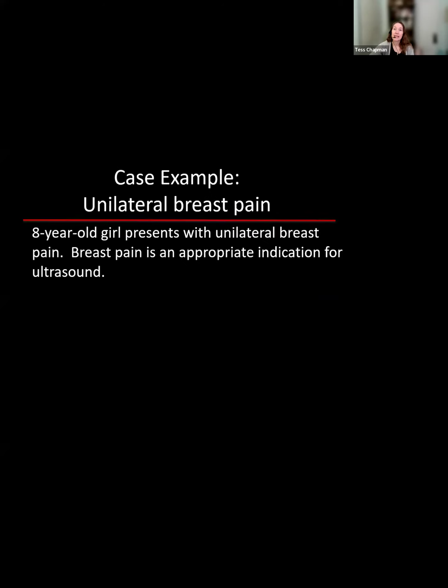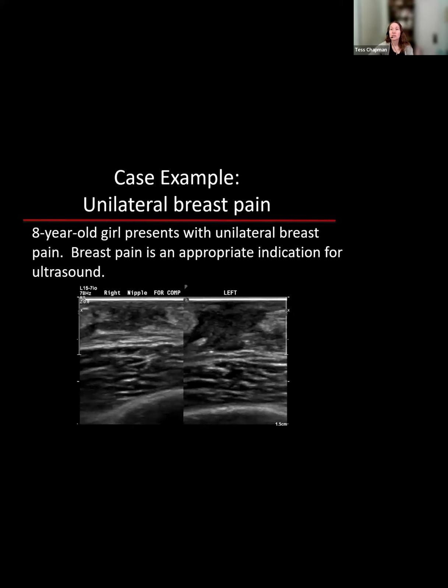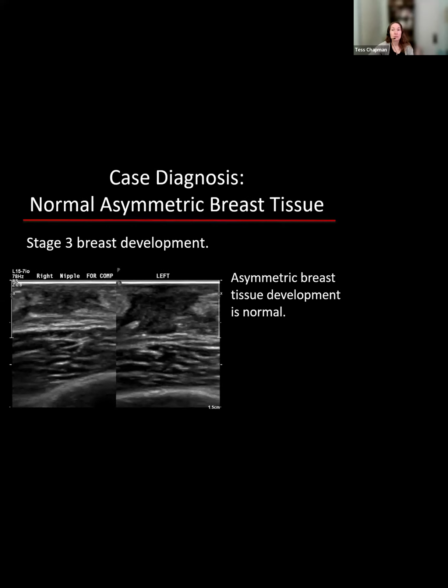Okay, here's another case. This is a case of an 8-year-old girl who's presenting with unilateral breast pain. And new breast pain is an appropriate indication for ultrasound because, again, it implies something is new or changing. So let's look at this. So here we have the right and the left side both imaged, and this just represents stage 3 breast development.